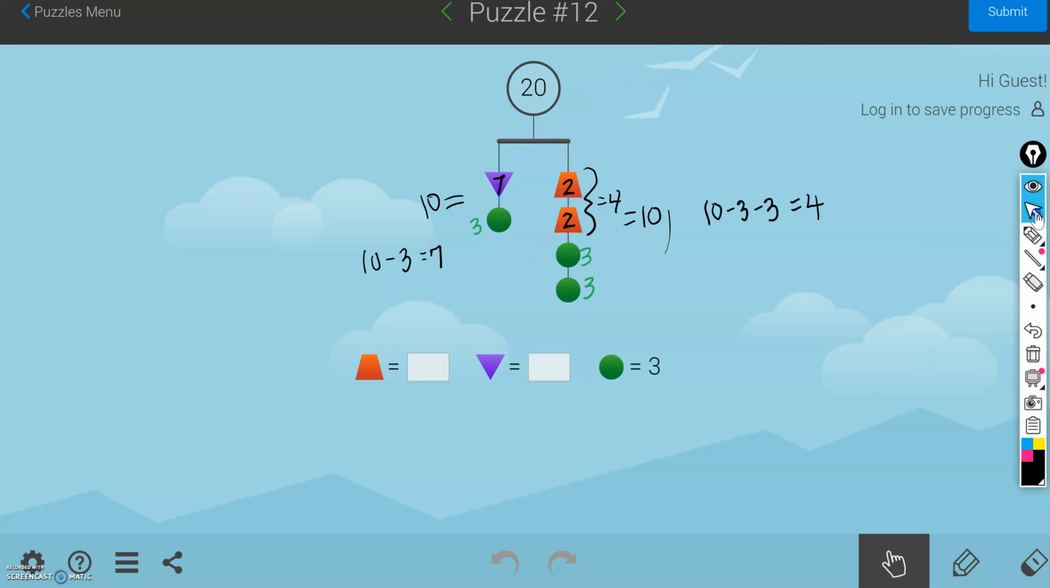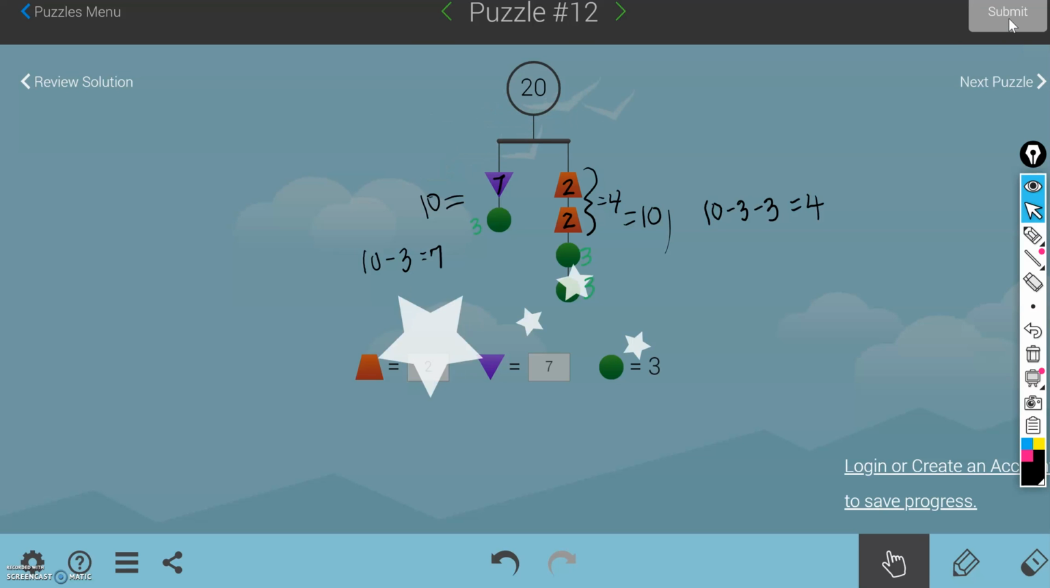Down below here, I'm going to type in my answer. So I think a red trapezoid is 2, and a purple triangle is 7. I'm going to double check my work. 7 plus 3 is 10, and 2 plus 2 is 4, plus 3 is 7, plus 3 more is 10. So I think that this should work out, and I'm going to click Submit. Correct!